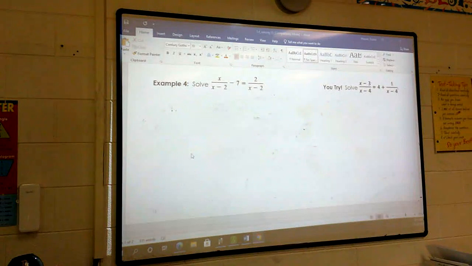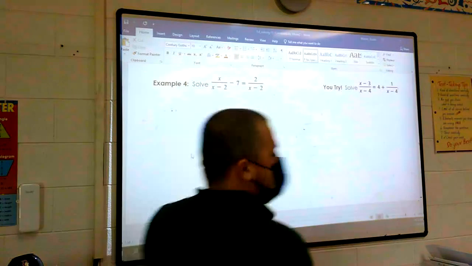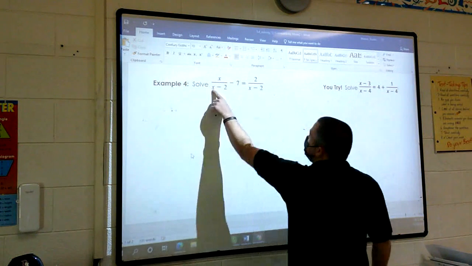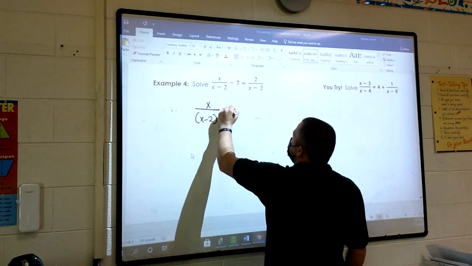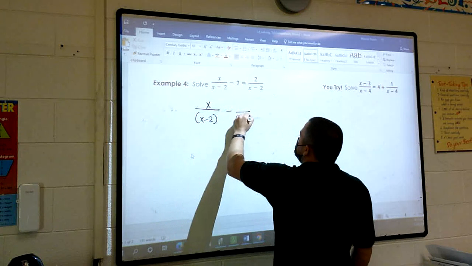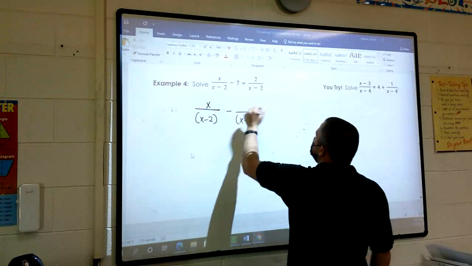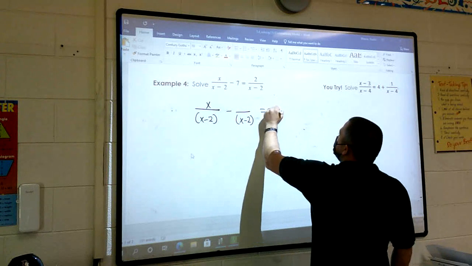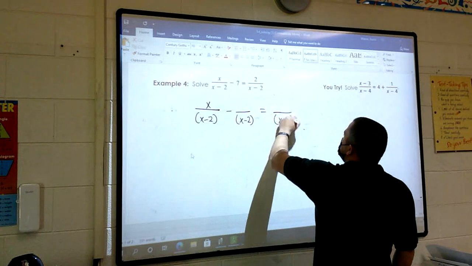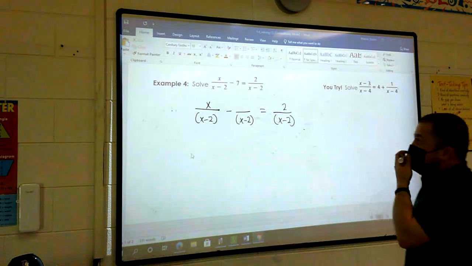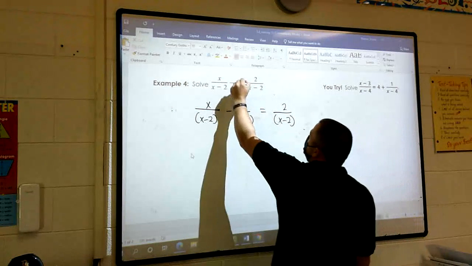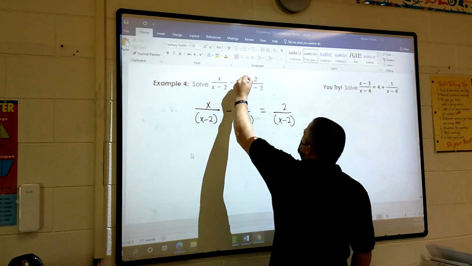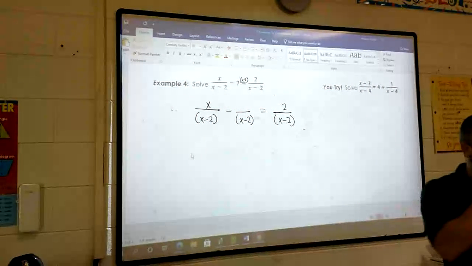Example number 4, the common denominator, very easy to find, is x minus 2. So x minus 2, that one's already good. We don't have an x minus 2 here. And the x minus 2 here is good. Now, the only difficult thing maybe to do is how do we multiply? Well, we have to multiply x minus 2. We're going to multiply it to the negative 7, okay?